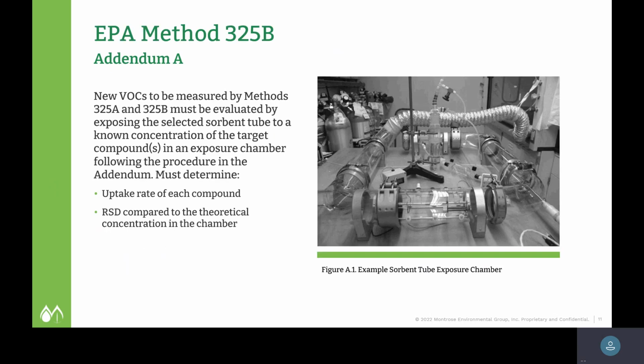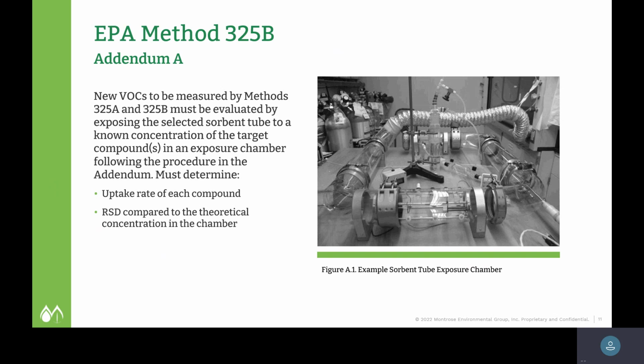So going to Addendum A: Addendum A is the procedure attached to Method 325B that must be followed to determine a validated uptake rate for any chemical that doesn't have one published either in the method or available in a peer-reviewed journal. This particular picture is from EPA. It's from the method, but I've actually been to EPA and seen this. It's like a giant racetrack, takes up most of a room. It's huge.